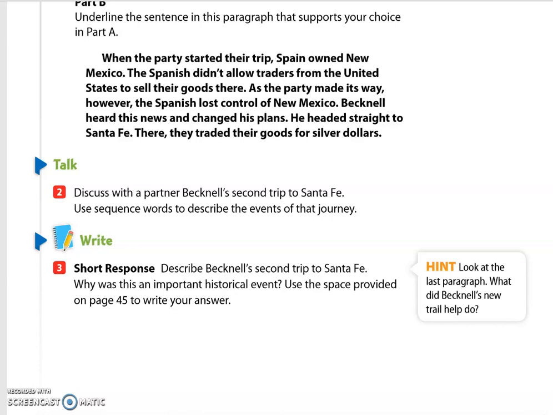And now for our exit ticket for today, boys and girls. It is a short response. Look at the last paragraph written in the story today. What did Becknell's new trail help do? Describe Becknell's second trip to Santa Fe. Why was this an important historical event?